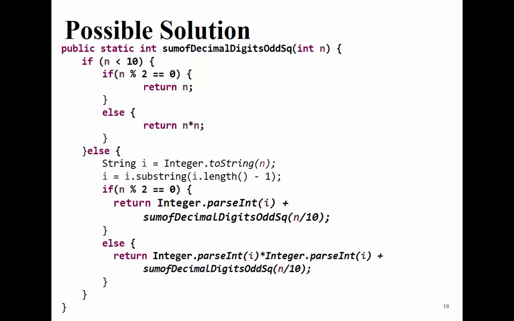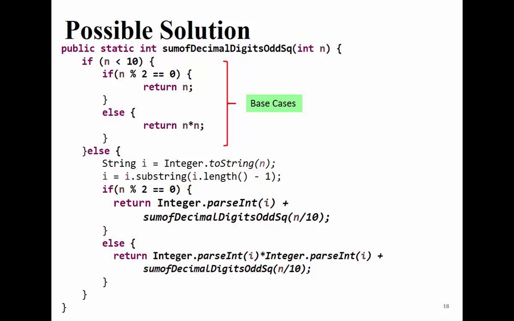You can see here the student starts with n, and asks if n is less than or equal to 10. Then he says, I have the base case, but I have to do a little bit of computation here. I will ask n mod 2. If it's equal to 0, I will return n. Otherwise, I will return n times n. So this part represents the base case, because he is receiving one digit: 9, 2, 3, 4, because n is less than 10.